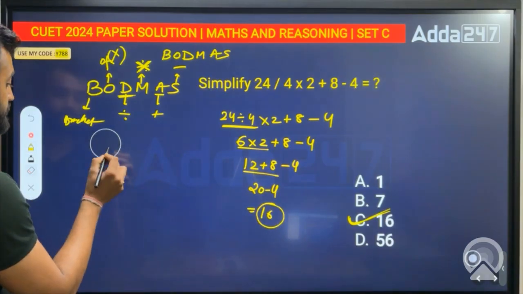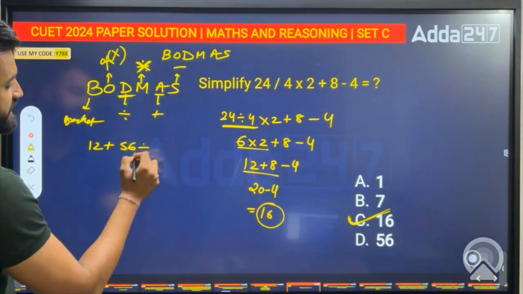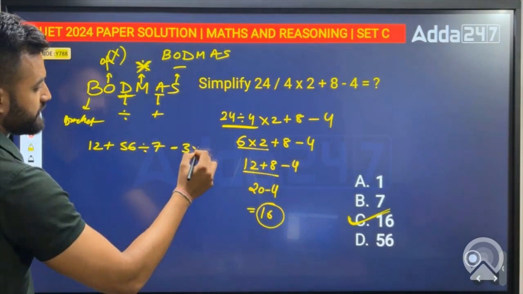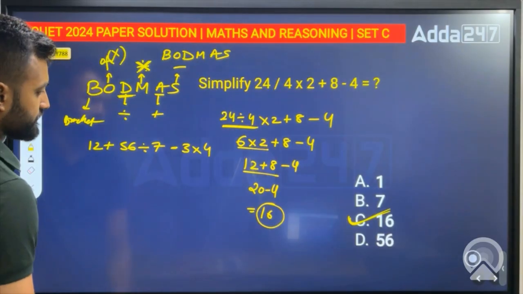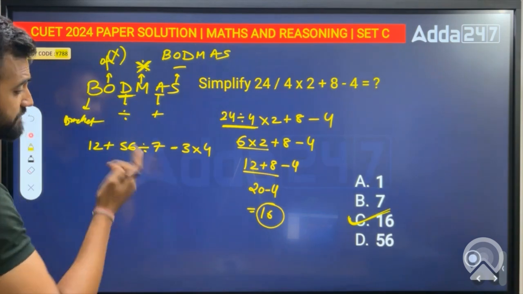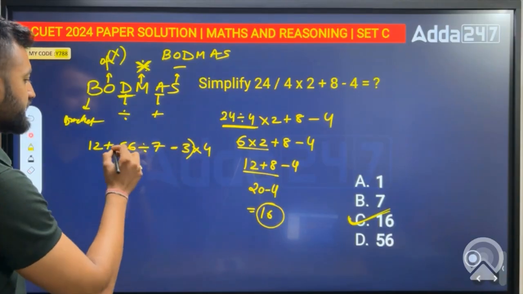Not 56, wait. 12 plus 56 divided by 7 minus of 3 into 4. And let me use some brackets also out here. I'll put a bracket out here like this.